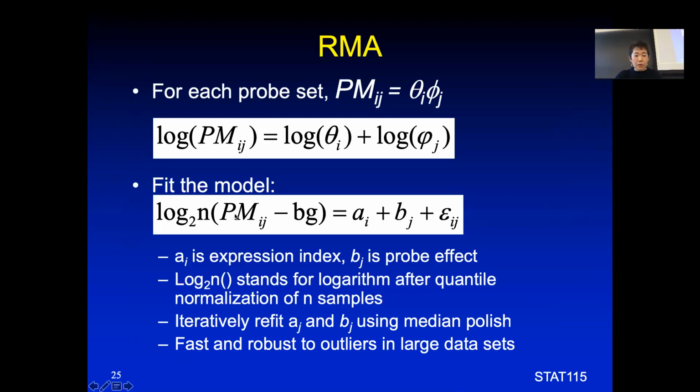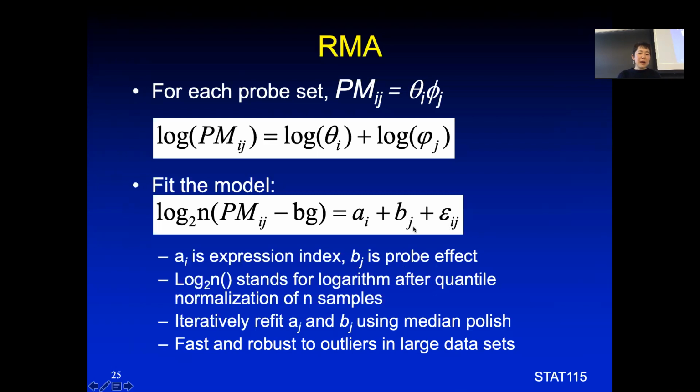Before you do the estimation, first we need to do the background subtraction array by array. And then we take a log of all the data, and then we do quantile normalization. So first, array by array, we do background subtraction, and then we take a log of the signal value, and then we quantile normalize across different arrays, and then we try to estimate the alpha, the expression index, the probe effect, and the final noise.